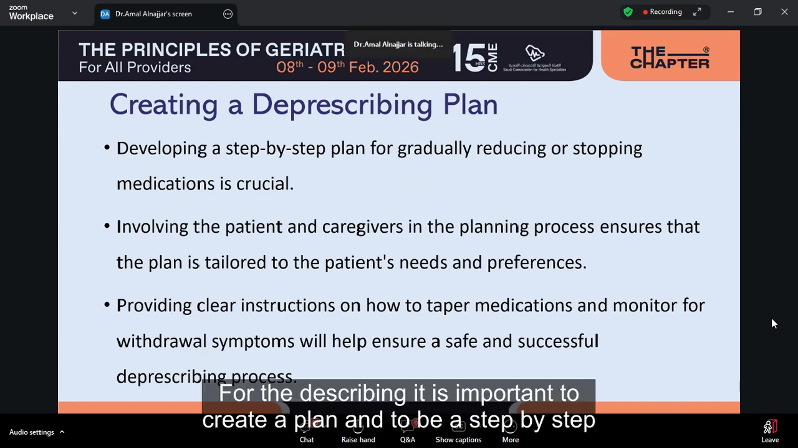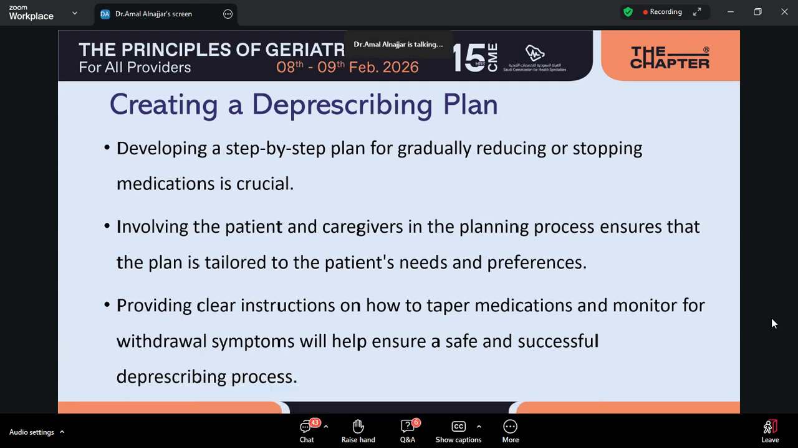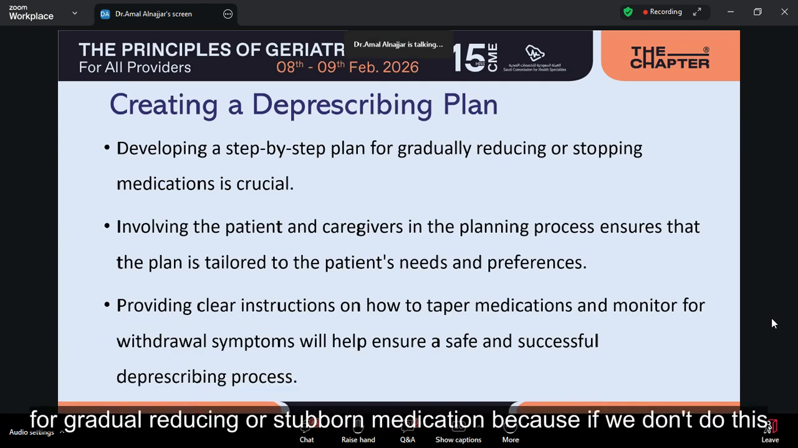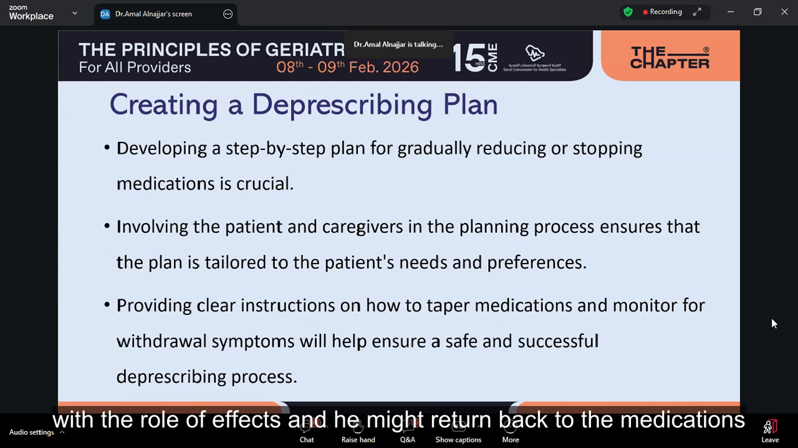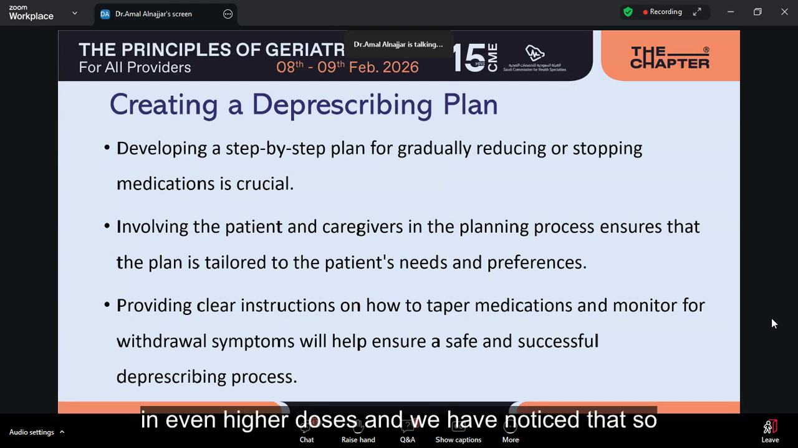For deprescribing, it's important to create a plan and to be step by step for gradually reducing or stopping medication, because if we don't do this, maybe the patient will experience withdrawal effects and he might return back to the medications in even higher doses.